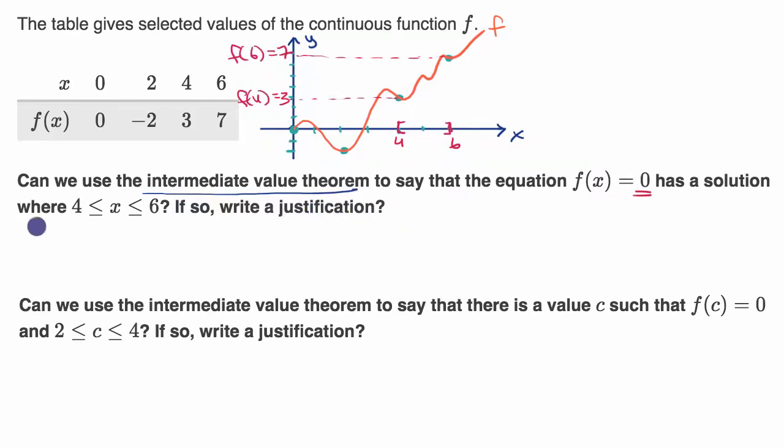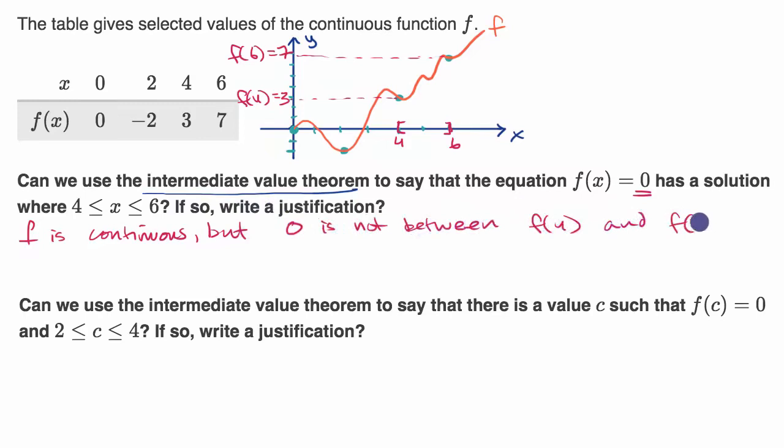And so if we wanted to write it out, we could say f is continuous, but 0 is not between f of 4 and f of 6, so the intermediate value theorem does not apply. All right, let's do the second one. So here they say, can we use the intermediate value theorem to say that there is a value c such that f of c equals 0 and 2 is less than or equal to c is less than or equal to 4? If so, write a justification.